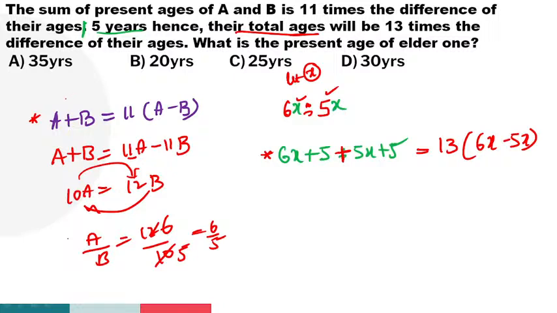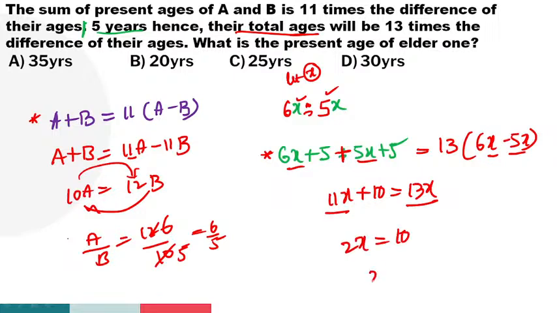ఈ 2 steps వస్తే చాలు అంతే. We'll get the answer. Find out the x value, guys, here. 6x plus 5x, 11x plus 5 plus 5, 10. 6x minus 5x, x. 13 into x, 13x guys here. 13x minus 11x entandi, 2x is equal to 10, x is equal to 5 years.